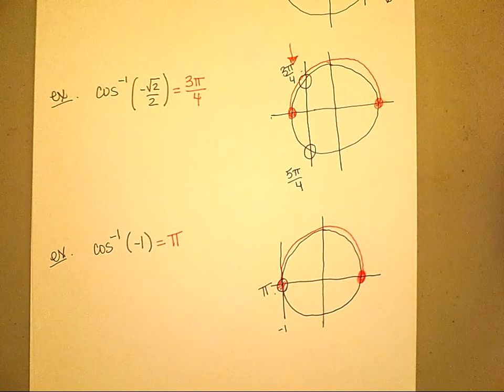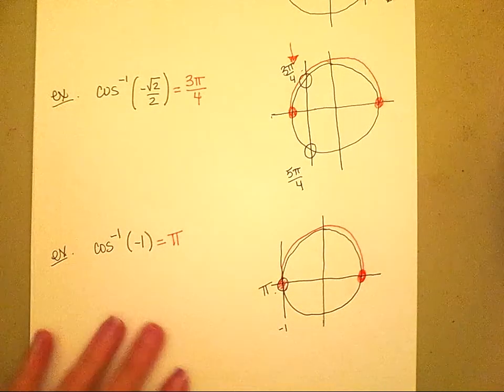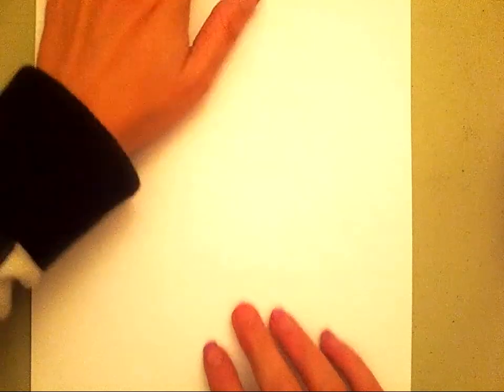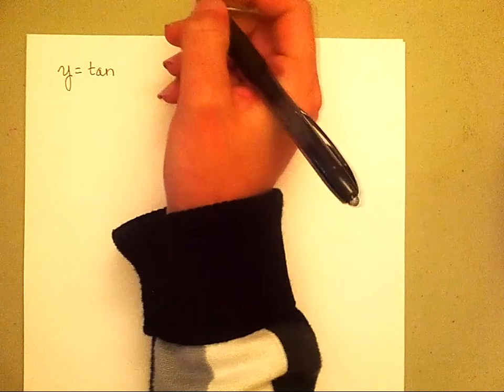Okay, so the inverse cosine is easier to deal with than the inverse sine, but we need to be comfortable with both of them. Now, the inverse tangent might be the most versatile of all of the inverses. Let me show you why.